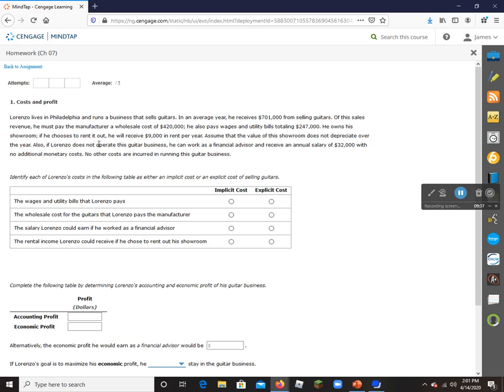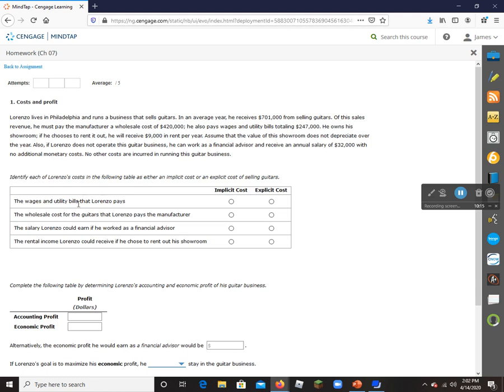Also, if Lorenzo does not operate this guitar business, he can work as a financial advisor and receive an annual salary of $32,000 with no additional monetary costs. No other costs are incurred in running the guitar business. So again, here he's using his labor inside the business. If he were to go out on the market, he could make $32,000 a year in wages with that labor. That is an opportunity cost of him running this business. So that is going to be an implicit cost.